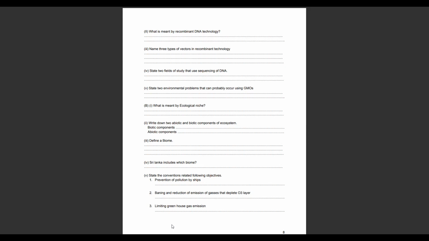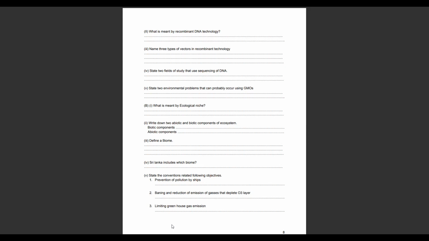Part B, Roman number 1, that is from environmental biology. What is an ecological niche? Ecological niche means the role that a particular organism plays in its ecosystem. 2 marks. Next one. Write down 2 abiotic and biotic components of ecosystem. Biotic: plants and animals. Abiotic: water, air. 2 marks. That means in total 4 marks.